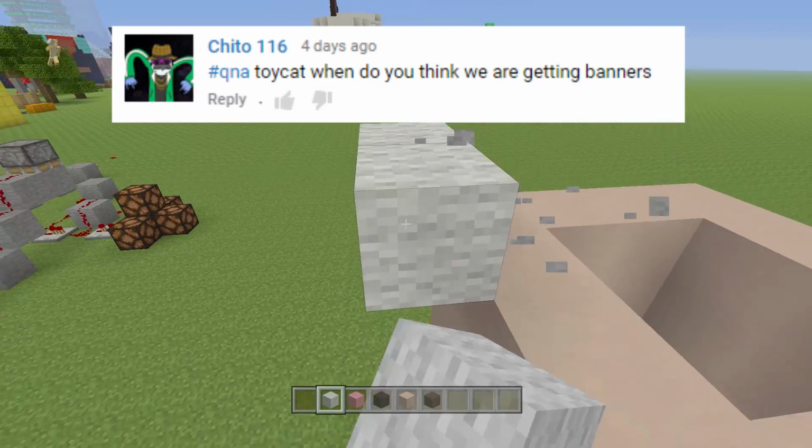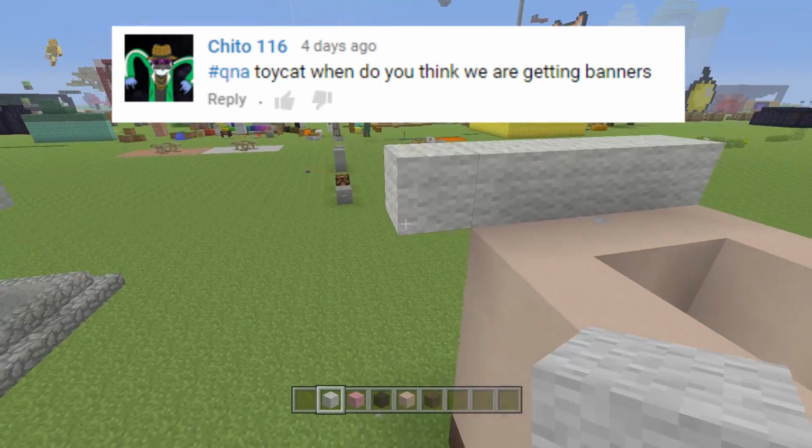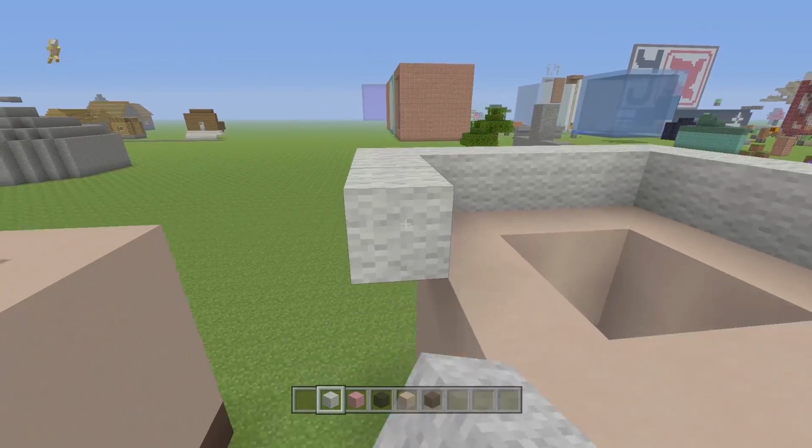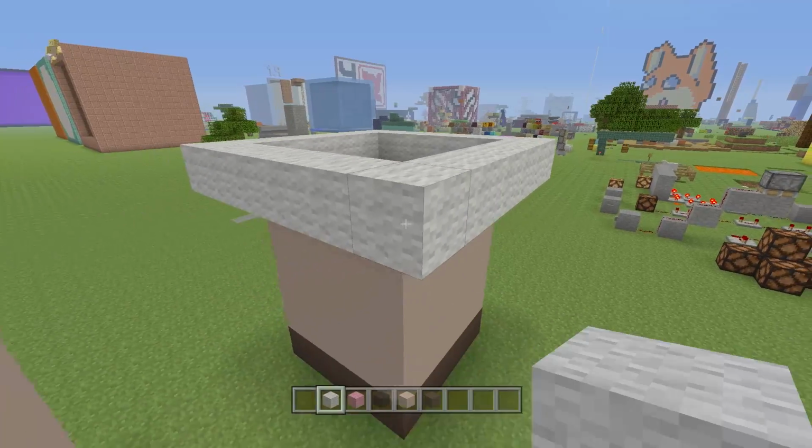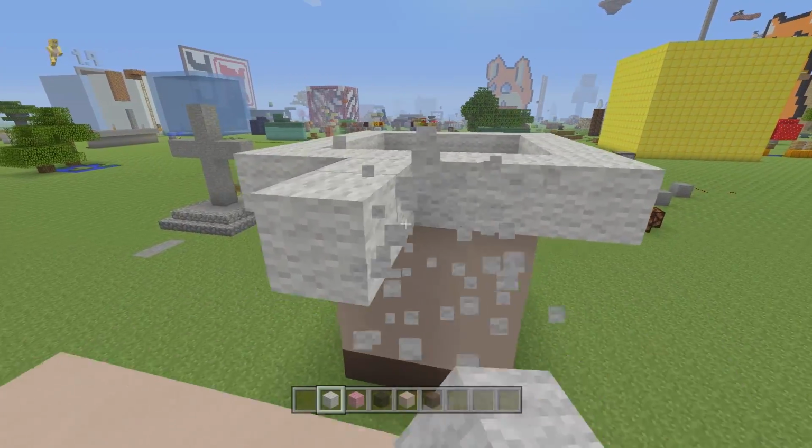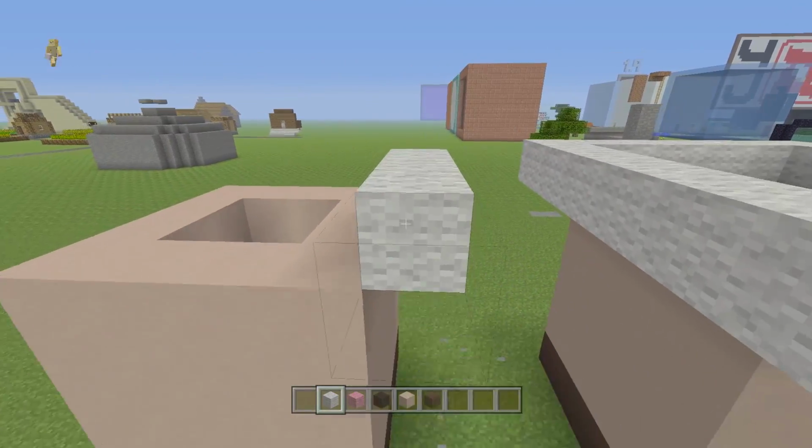Because it's from Cheeto116. He asks, hashtag Q&A, when do you think we are getting banners? And this is a question I get asked all the time, because in 1.8 we were meant to get banners. They kind of sell it like it's 1.8, but it's 1.8 minus the banners, so people are asking, when are the banners going to come?